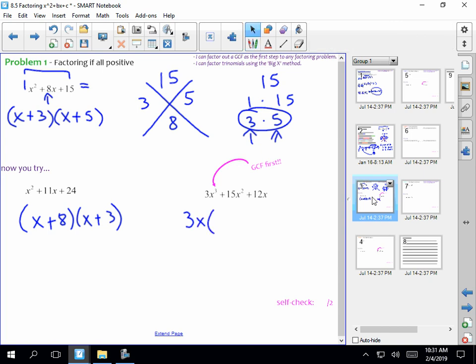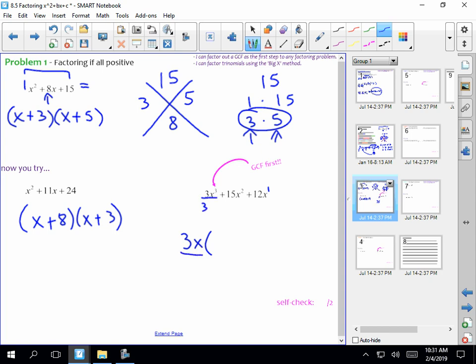And my greatest common factor for these three terms is going to be 3 for the number. 3 will go into each of these. Nothing any bigger will go into 3 without a remainder. And then x to the first power. Notice there's a first power on that x. So that's the minimum power of all the x's that are common to each of those terms. So 3x is my GCF. I'm going to pull that out. I'm going to divide each of these by 3x to get the leftover terms.